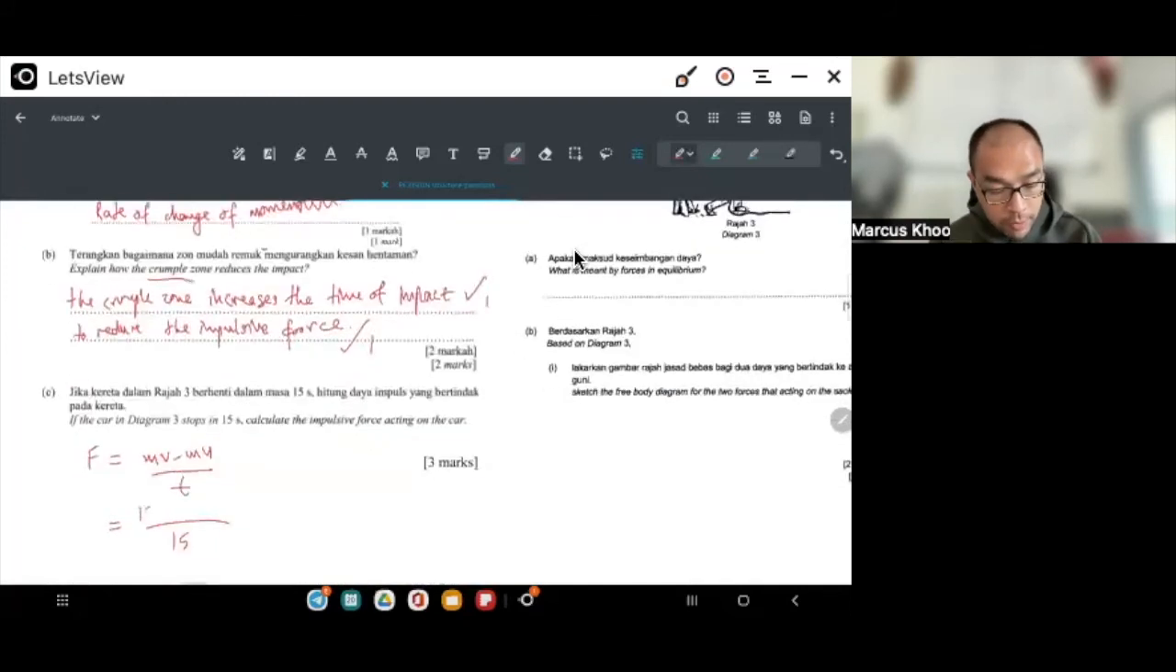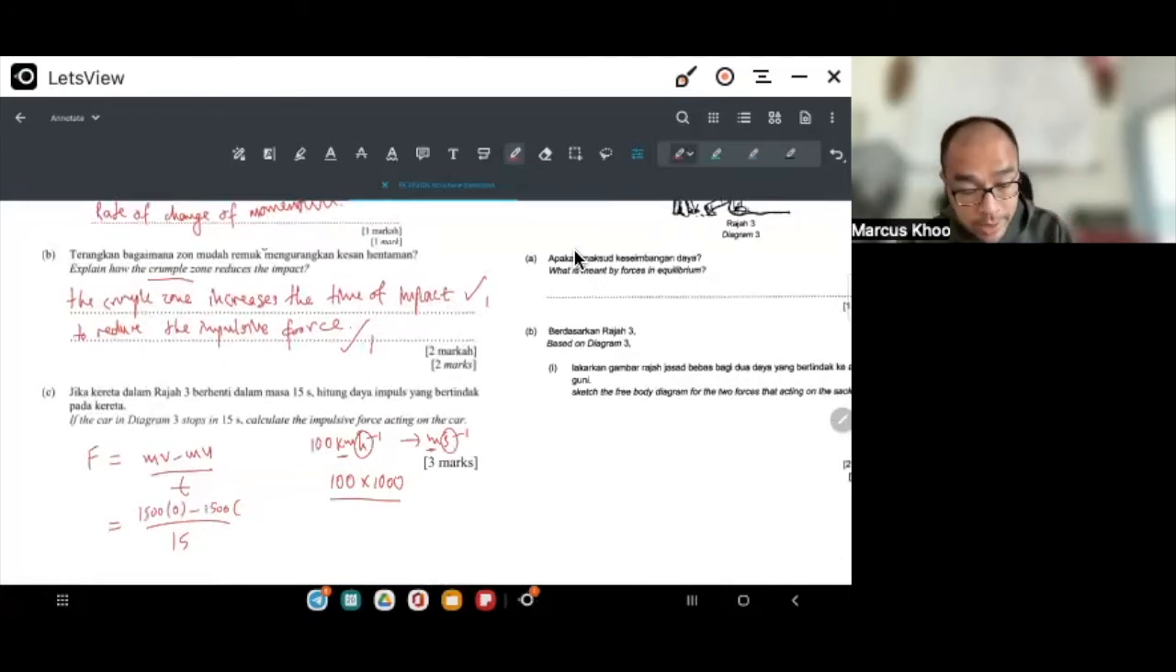So it'd be 1,500 times 0 minus 1,500 times... I can't use this because it's in seconds. So I will have to change the 100 kilometers per hour to meters per second. How do we do that? We change the kilometer to meter first by times 1,000. Then you divide by hour to second, which is times 60 times 60, because 1 hour is 60 minutes and 1 minute is 60 seconds.